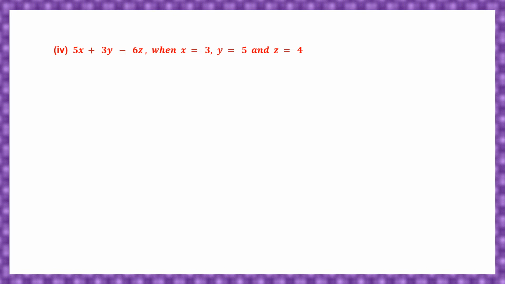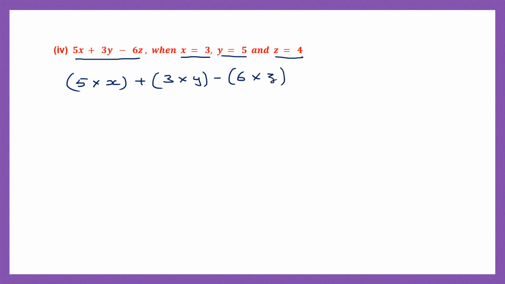Question 4. The expression given to us is this. We have to find the value of this. X is 3, y is 5 and z is 4. So let's begin. 5x is 5 into x plus 3 into y minus 6 into z. Now let's start substituting. So this will be 5 into x is 3 plus 3 into y is 5 minus 6 into z is 4.